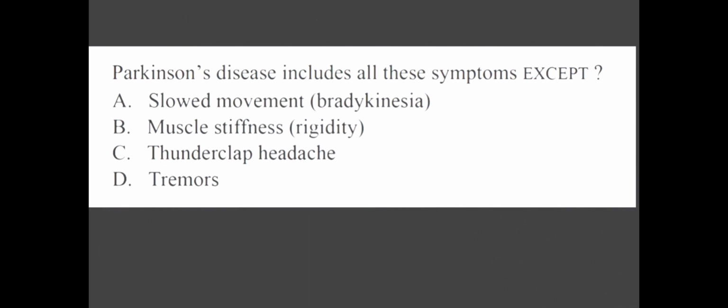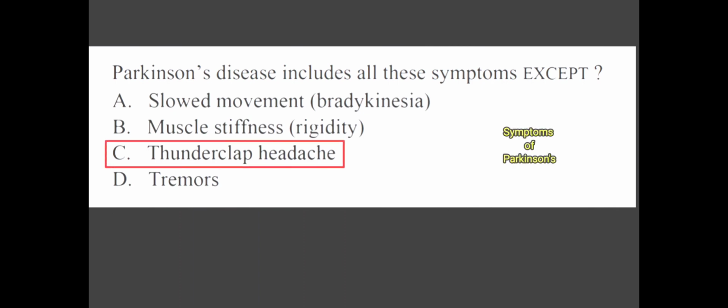Parkinson's disease includes all of these symptoms except A. Slowed movement, bradykinesia, B. Muscle stiffness, rigidity, C. Thunderclap headache, D. Tremors. And the correct answer is C. Thunderclap headache. Bradykinesia, rigidity and tremors are all symptoms of Parkinson's disease, whereas thunderclap headache is not a symptom of Parkinson's disease.